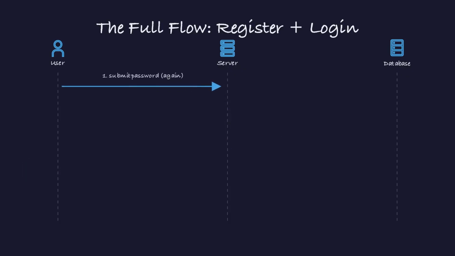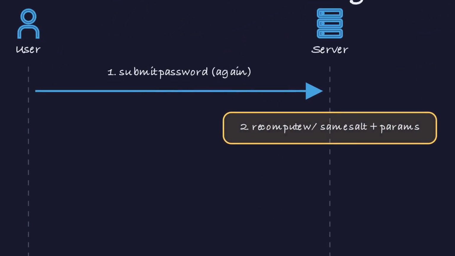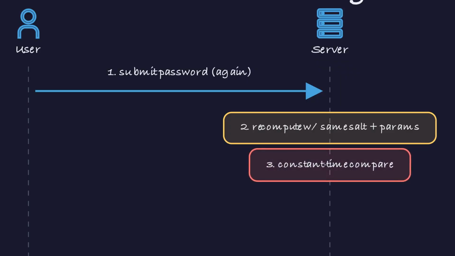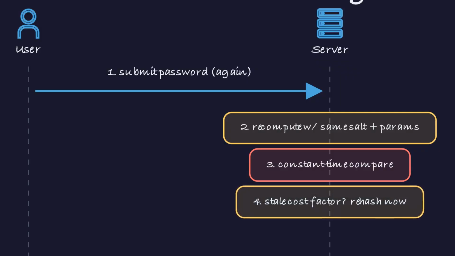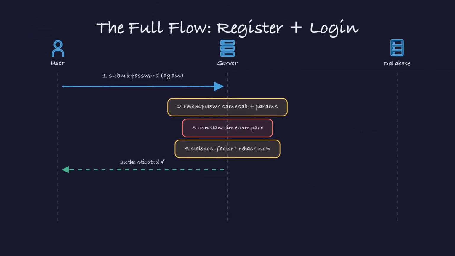Login: the user submits their password again. The server retrieves the stored hash and recomputes it, using that same embedded salt and parameters. Then a constant-time comparison against the stored hash, so a mismatch can't leak timing information an attacker could exploit. One more trick. On a successful login, check if the hash's cost factor is below your current target. If so, rehash it right then, upgrading security over time with no forced reset.